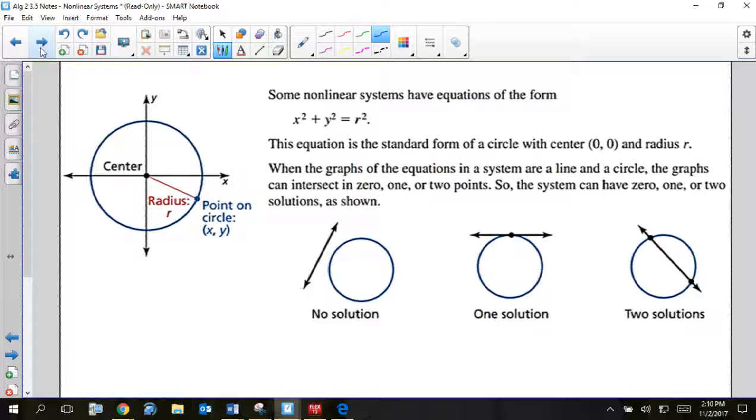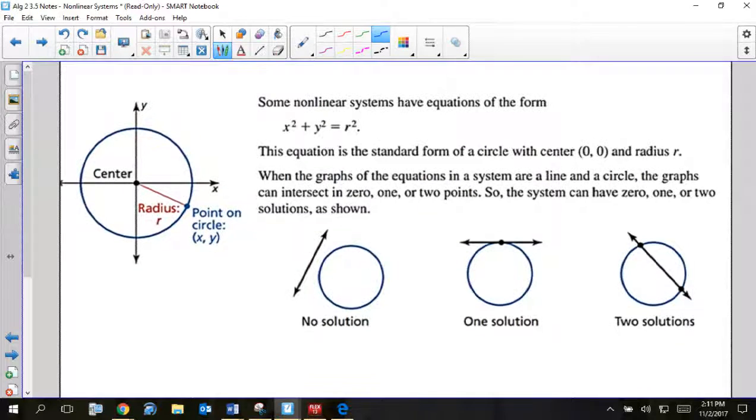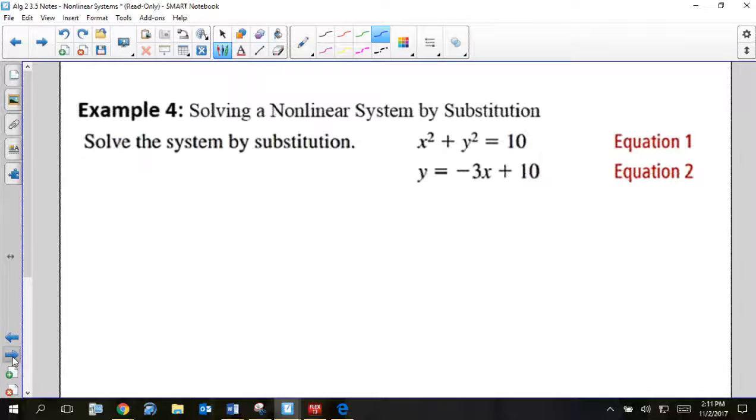And we've got the equation of just a basic circle of x squared plus y squared equals r squared. What is r? Radius. With a circle and a line, we could have no solution. We could have one solution, and we could have 2 solutions. Okay, geometry people. What's that called? Tangent. Good job.